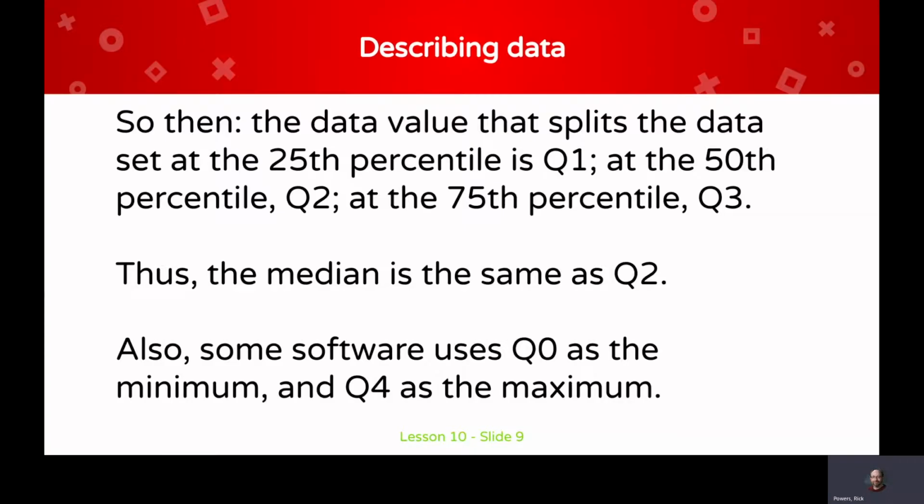So then, the data value that splits the data set at the 25th percentile is Q1 or quartile 1. At the 50th percentile, quartile 2. At the 75th percentile, quartile 3. Thus, the median is the same as quartile 2. Also, some software uses Q0 as the minimum and Q4 as the maximum.